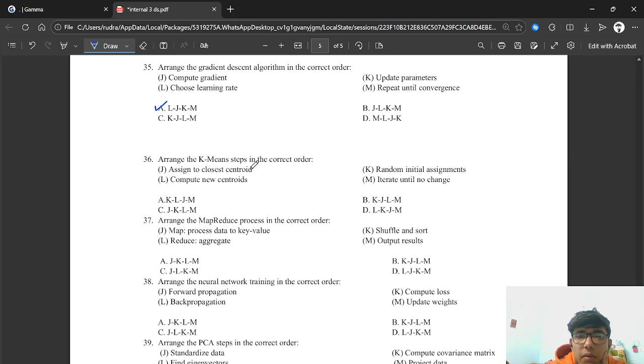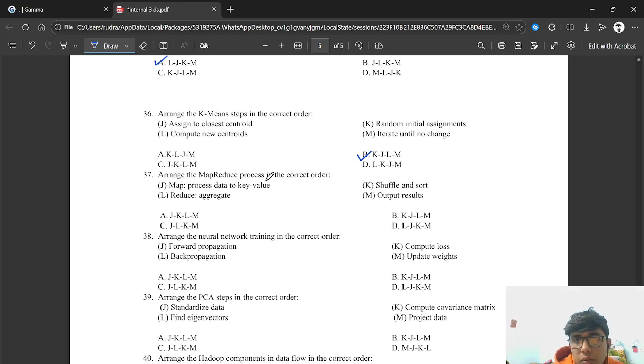Arrange the k-means steps in correct order. So option number B is the right one, because at first we start with random initial assignments. Then we assign the closest centroids, and then we compute the new centroids that are the center of mass for all of the new data points, and iterate till there is no change between the assignment of our centroid and the calculated new centroid.